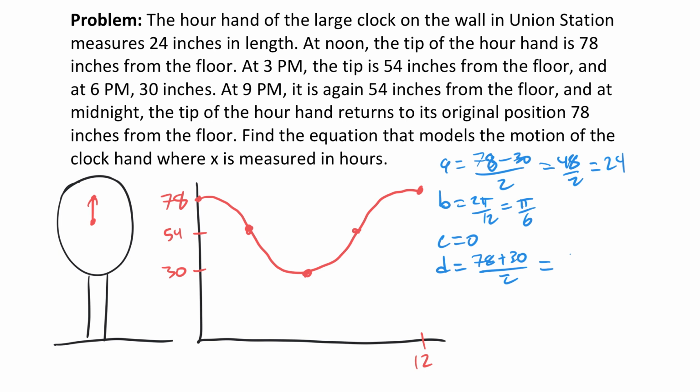And that should give us 54. Now, interestingly, when we look at these numbers, the length of the hour hand is 24 inches, and that corresponds to the amplitude of that graph. And if we notice, the midpoint is 54, and that corresponds to the D value. Sometimes people like to think of this, the middle of the graph, as the midline, and the midline will always be the D value. So that 54 definitely makes sense. So we put it all together, and we would say y equals 24 cos pi over 6x plus 54.